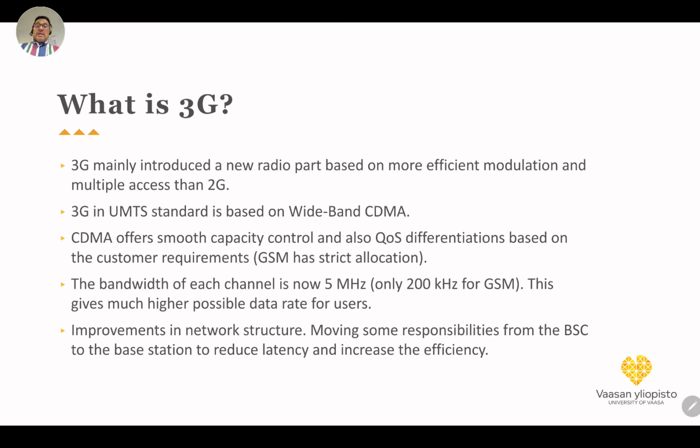In 3G, the first thing that we wanted to get rid of is the limited bandwidth. Because of that, they use in 3G 5 megahertz bandwidth for each channel, and in that sense, we have plenty of available bandwidth that we can use. If you remember, we said 200 kilohertz in GSM per channel, and then 8 time slots, and then we can use many carriers.